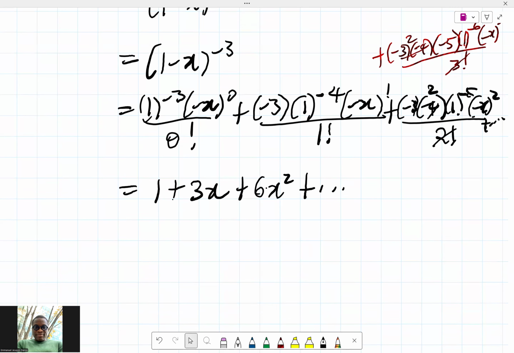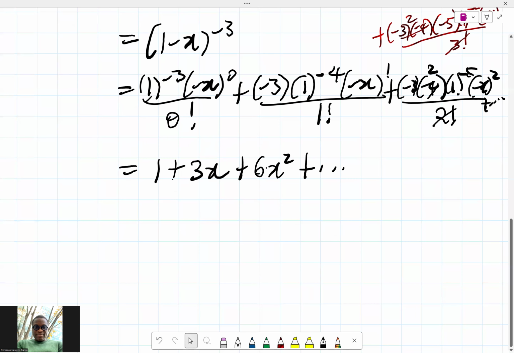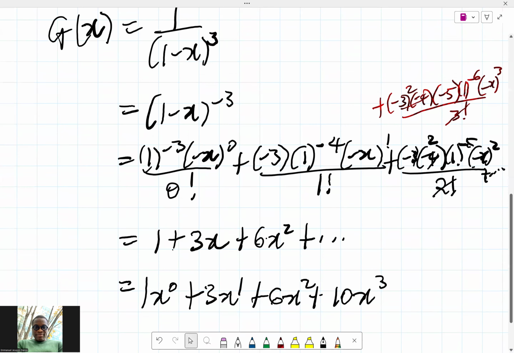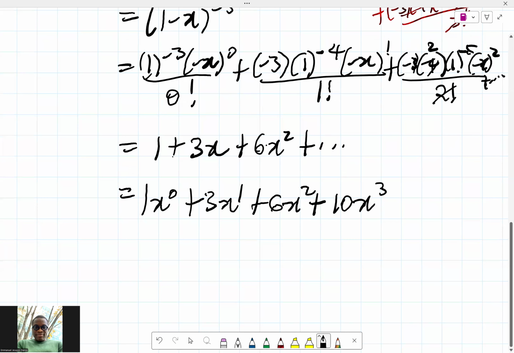So now you see this is 1 times x raised to power 0, plus 3x raised to power 1, plus 6x raised to power 2. And you see it's growing like that. So we have 1 plus 2, 3, 3 plus 3, 6, 6 plus 4, 10. So that's 10x cubed, and it keeps going like that. The next thing we expect to have will be 10 plus 5, 15. That's 15x raised to power 4, and so on and so forth.